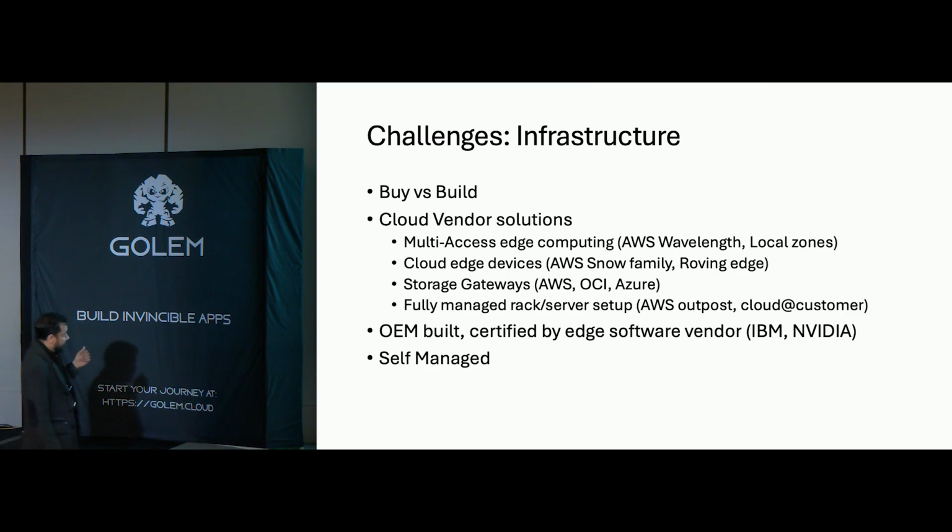Another is cloud edge devices. AWS has the Snow family, they call it Snowball Edge, and it ranges from disks to trucks, as I talked about. Oracle has Roving Edge, and so on. We'll talk about one of these devices later. Storage gateways, these are dedicated endpoints to stream your data to your bucket, basically. Fully managed rack server setup: AWS Outposts, basically, is a private data center which is much larger.